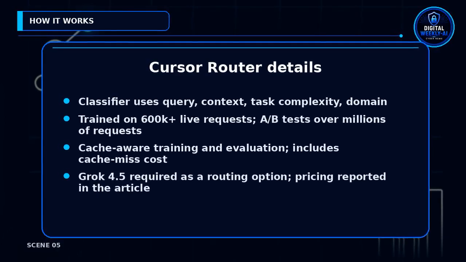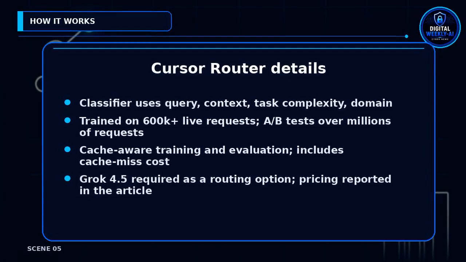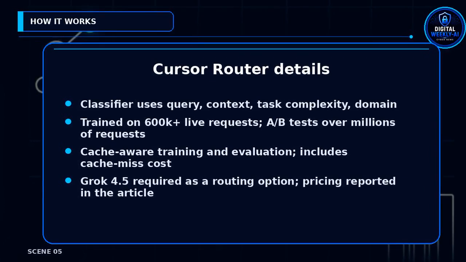How Cursor Router works. The router classifies each request before model execution. It uses query, context, task complexity, and domain. Cursor trained on more than 600,000 live requests and tested across millions of live requests. The system is cache-aware. Reported savings include cache miss costs. Auto mode exposes 3 optimization presets along a cost intelligence frontier. The router supports model churn and admin controls.